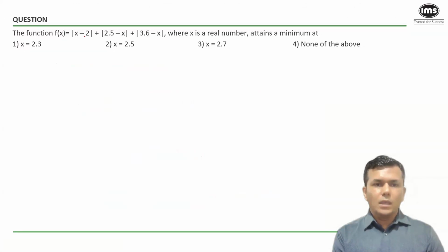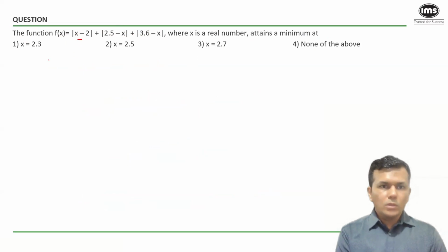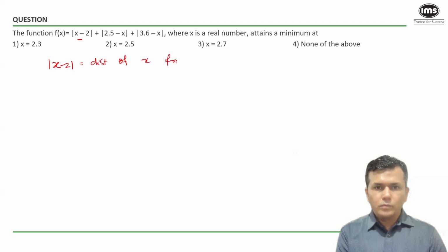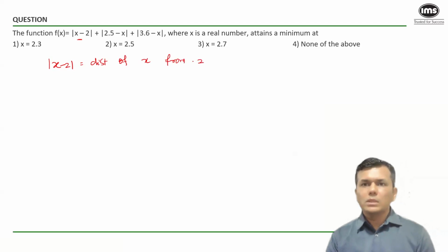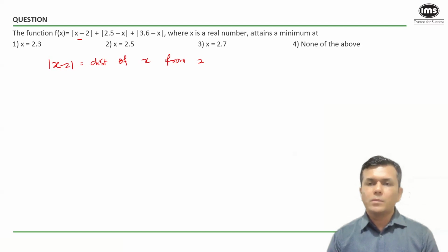The function f(x) equal to modulus of x minus 2 plus modulus of 2.5 minus x plus modulus of 3.6 minus x, where x is a real number, attains a minimum at which of the following points? So let's first try to understand the meaning of modulus of x minus 2. Modulus of x minus 2 is nothing but the distance of x from 2. Same is the interpretation for modulus of 2.5 minus x, which represents the distance of x from 2.5.